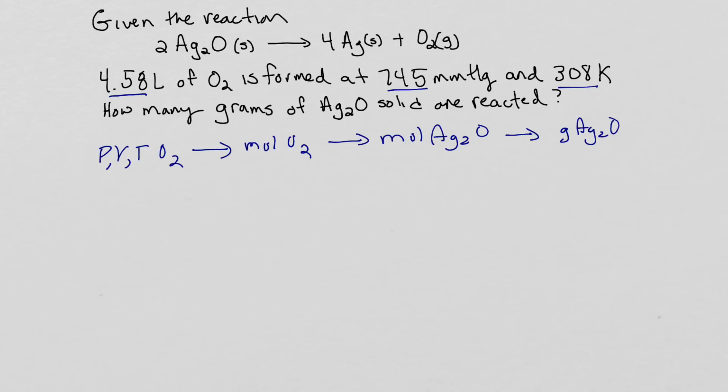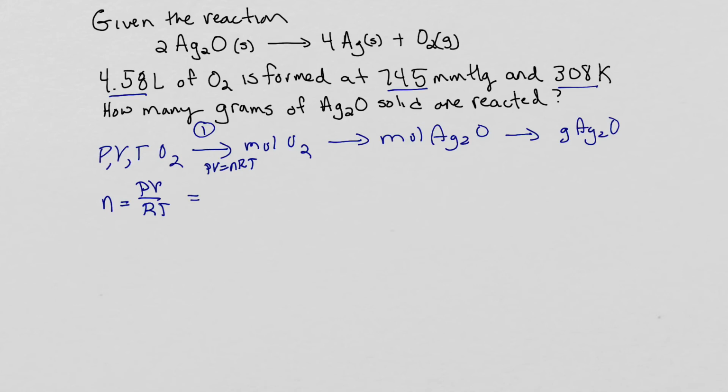So let's start out with step 1 here. We're given pressure, volume, and temperature, and we want to go to moles. So that's going to be an ideal gas law problem. We're going to use PV equals nRT to do our problem here. I'm going to start with our version of the ideal gas law where we have n by itself, so n equals PV over RT.